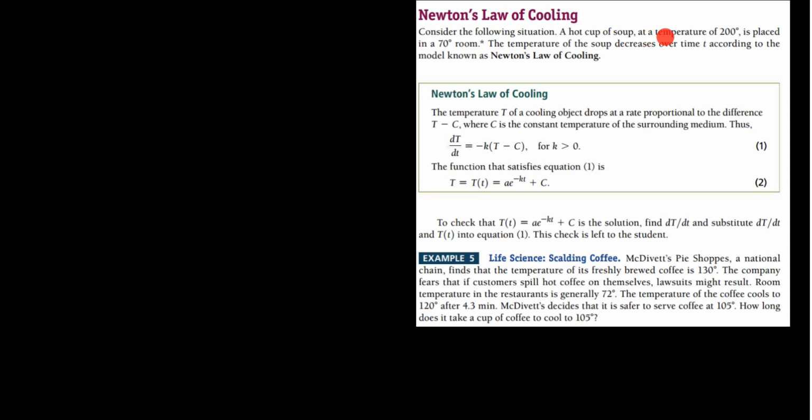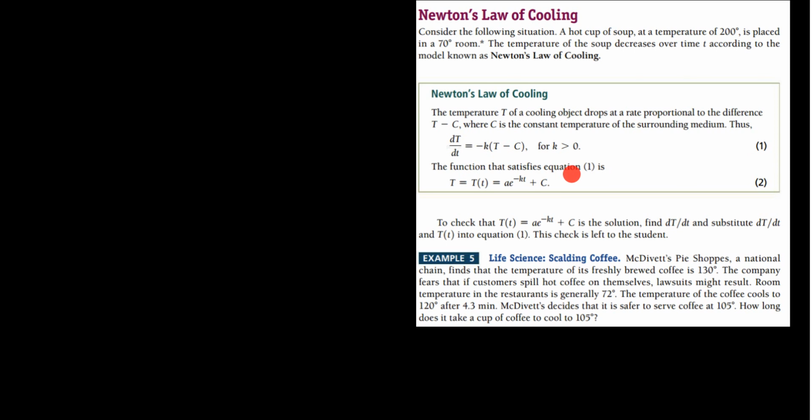So consider the following situation. A hot cup of soup at a temperature of 200 degrees is placed in a 70-degree room. The temperature of the soup decreases over time, t, according to a model known as Newton's law of cooling. The temperature T of a cooling object drops at a rate proportional to the difference T minus C, where C is the constant temperature of the surrounding medium, kind of like room temperature. Thus the derivative dT/dt is equal to negative k times the difference between the temperature we have and the surrounding medium, for k greater than 0.